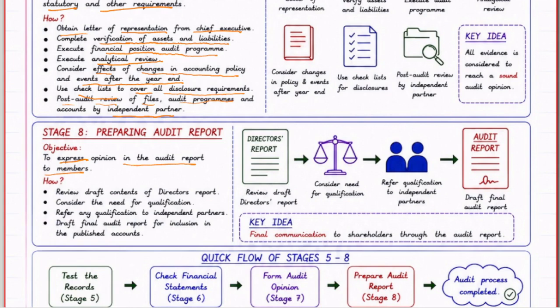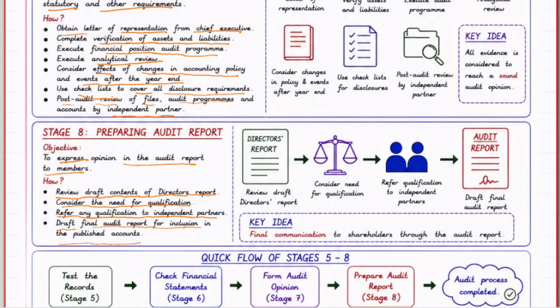And how is this being achieved? Review draft content of director's report, consider the need for qualification, refer any qualification to what? To independent partners, draft final audit report for inclusion in the published accounts. Okay, that's annual report. You definitely see audit reports in the annual report.